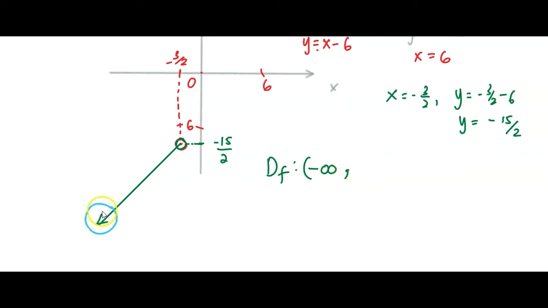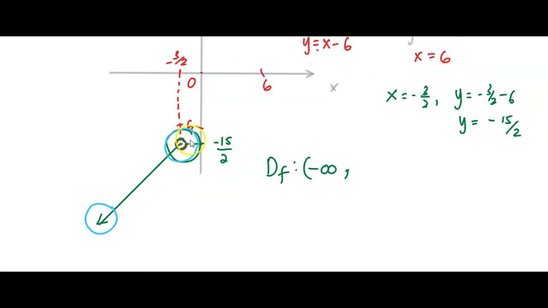And for the domain, the other boundary, we need to find the point which is closest to the right side. This is the point which is closest to the right side.